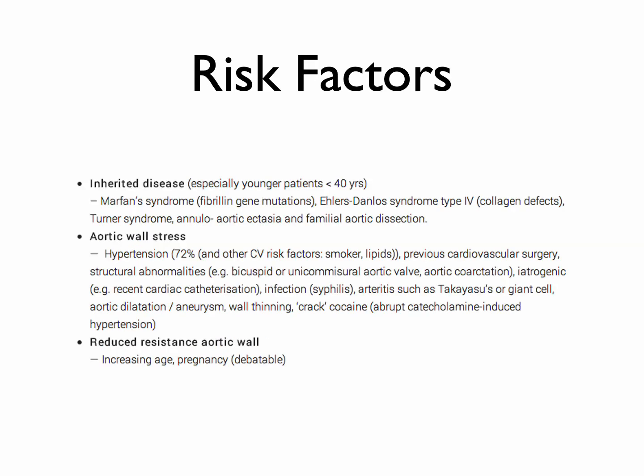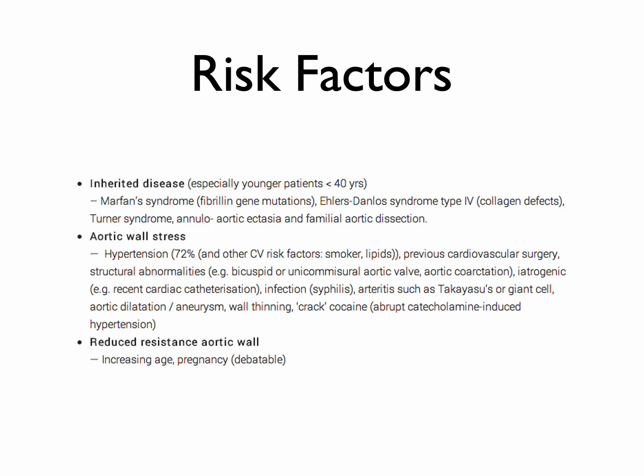Risk factors that we need to be aware of. Certainly younger patients can present with aortic dissections, and these are generally patients with Marfan syndrome or Ehlers-Danlos type syndromes, where they have collagen deficits that make them at high risk for this. You can also have genetic predisposition, so familial aortic dissection or Turner syndrome. More in your older people, aortic wall stress can result in aortic dissection, so hypertension in 72% of patients with aortic dissection. Other cardiovascular risk factors, so smoking, high cholesterol.